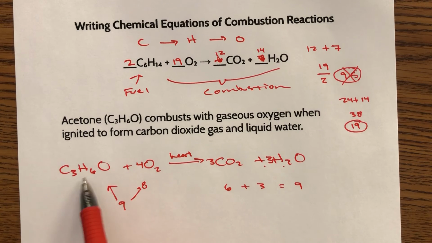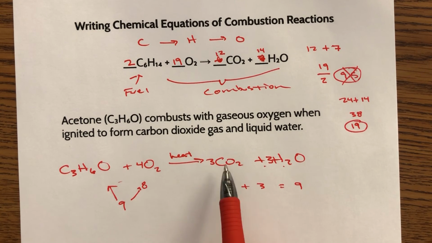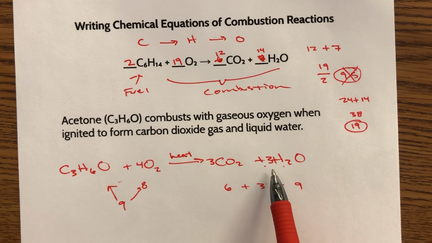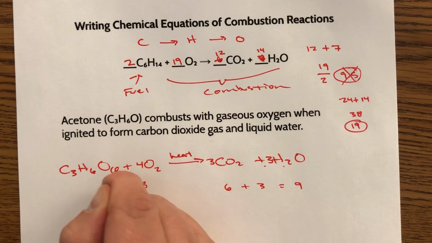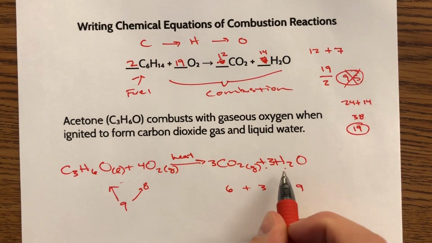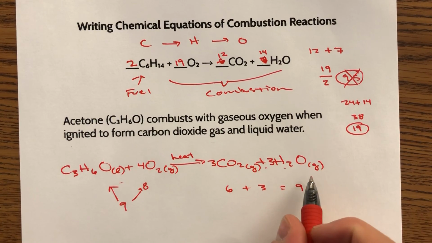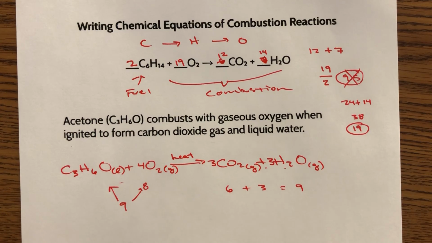We now have acetone with 4 oxygen molecules combining with heat to form 3 molecules of carbon dioxide and 3 molecules of water. And if you want to be more specific, acetone is a liquid at room temperature, water is a gas, CO2 is a gas. And because it's combusting and applying a lot of heat, water is most likely going to be in a gas phase. But if you let it cool down, it will eventually turn into a liquid, okay?